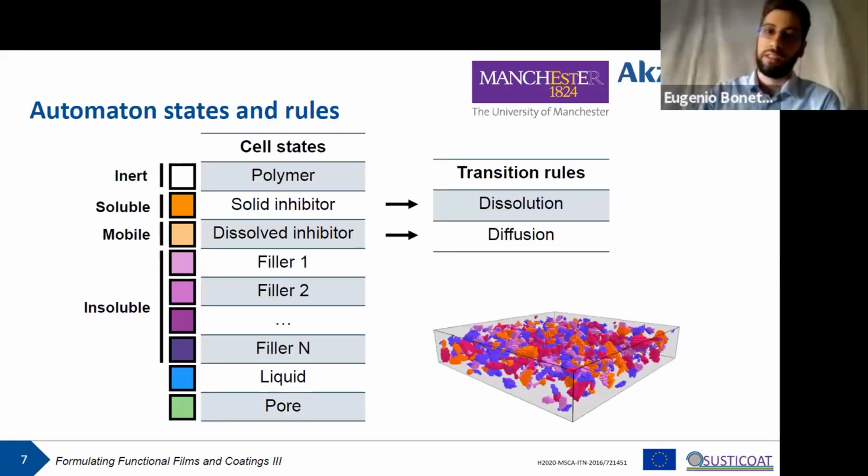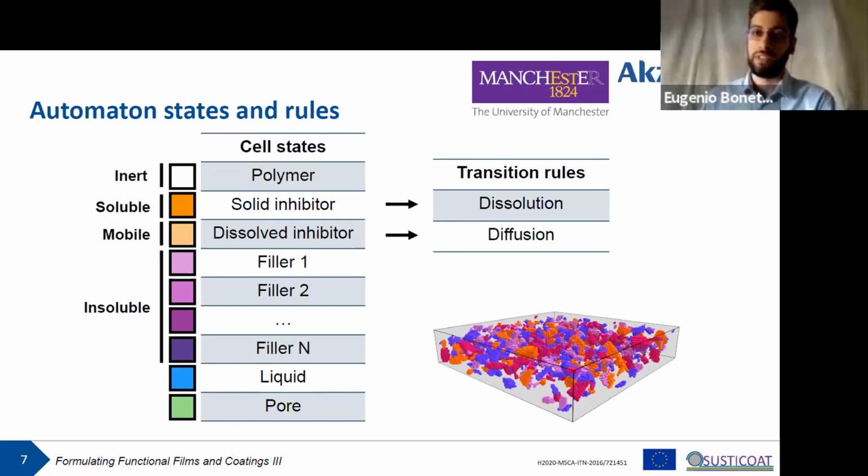The set of cell states in this model represents the components of a coating. So the state identifies the polymer phase or the inhibitor phase, either solid or dissolved, and the various fillers in a coating. The set of rules, instead, mimics the physical phenomena that occur during the leaching, in particular the dissolution of the solid inhibitor and the diffusion of the dissolved species released from the dissolution.